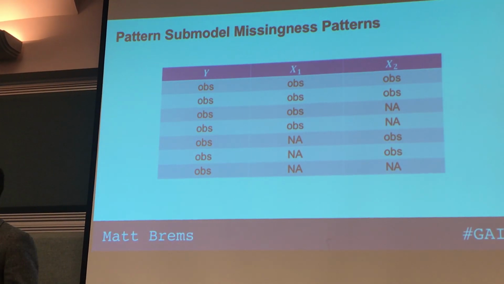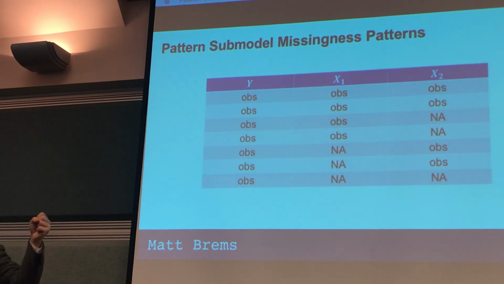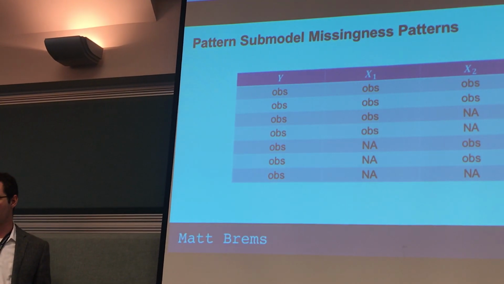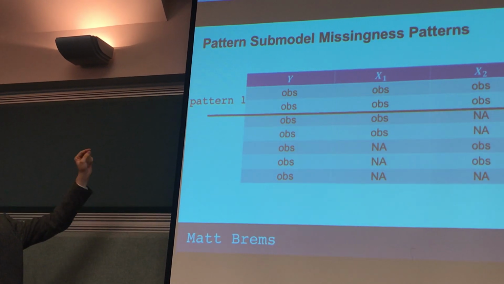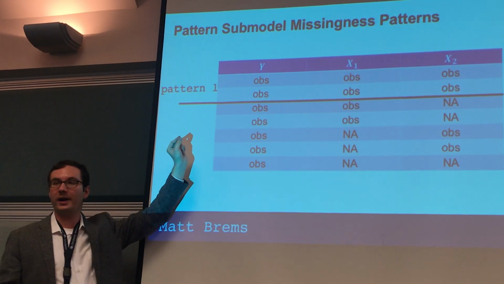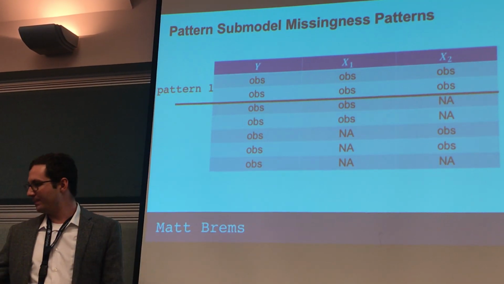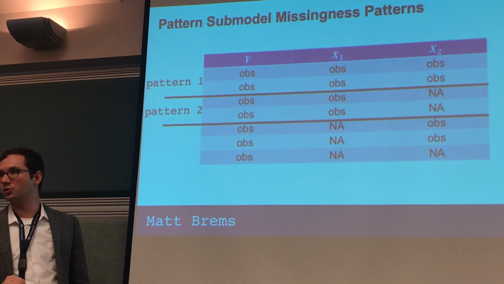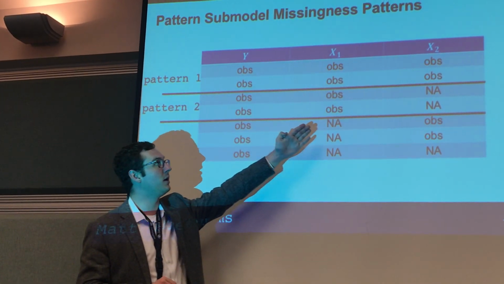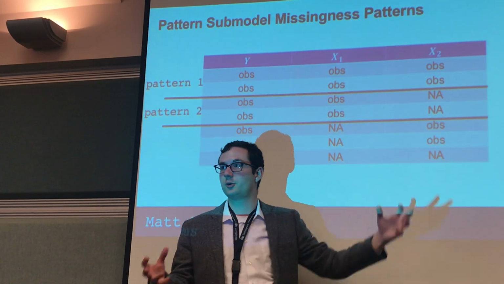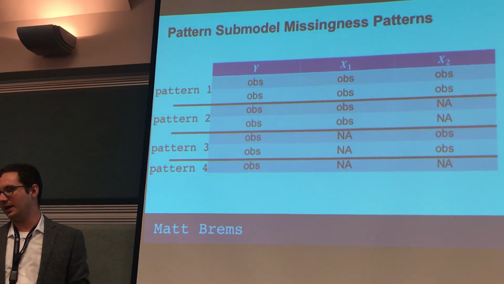And what I'm going to do is break this out into its missingness patterns. Basically, I'm going to take everything that's missing together and put it into one group. So for example, here I have pattern 1. Pattern 1 corresponds to all of my observations where I have observed every value. Pattern 2 is going to be the next 2 rows in this case. I've observed Y, I've observed X1, and I have not observed X2. I'm going to put those into their own pattern. I'm going to do the same with patterns 3 and 4 here.